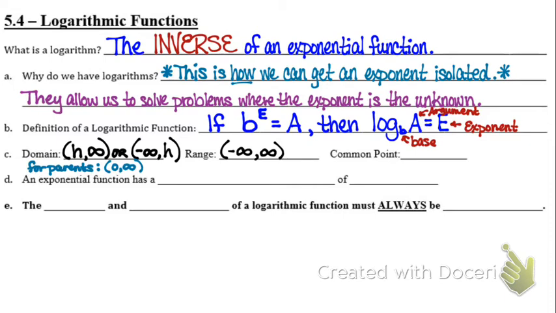We have a common point again. It's going to be a, 0. So for the parent, that is going to be 1, 0. And then I have a typo on the next line. This should say a logarithmic function, not an exponential function.